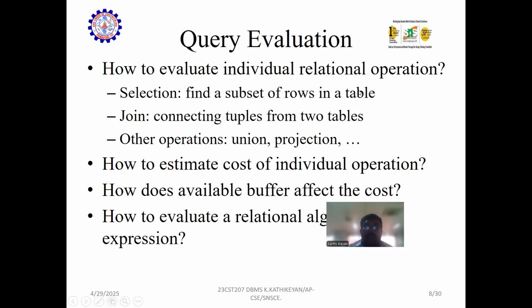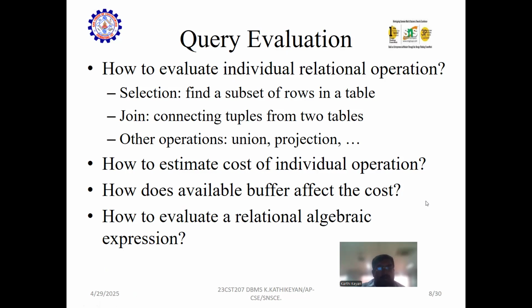And the query evaluation: how to evaluate individual relational operations. Selection finds a subset of rows in the table. Join connects the tuples from the two tables. Other operations are union and projection. After that, how to estimate the cost of individual operations, and how the available buffer affects the cost. So this is how to evaluate the relational algebraic expression in your query evaluations. This is the concept.